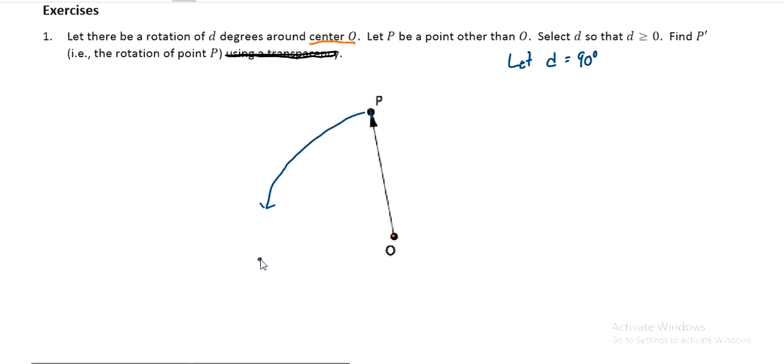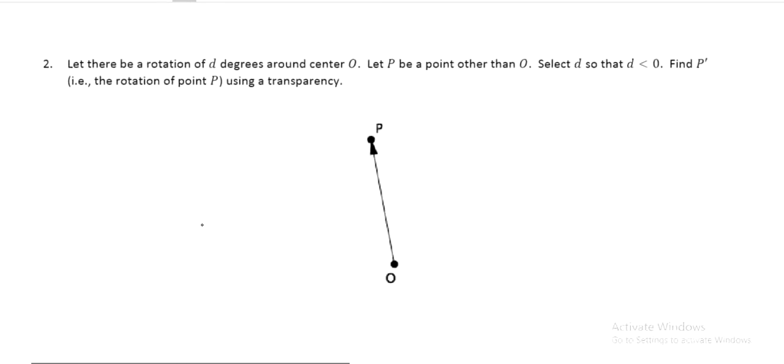So P prime will be right about there after I rotate 90 degrees, which means 90 degrees counterclockwise. All right, simple enough. Let's keep going.